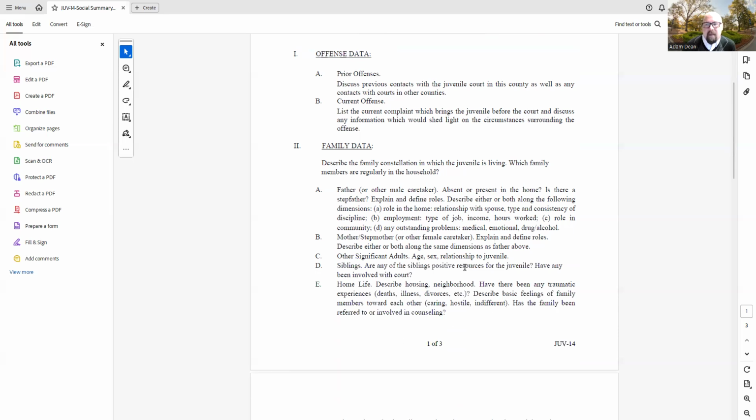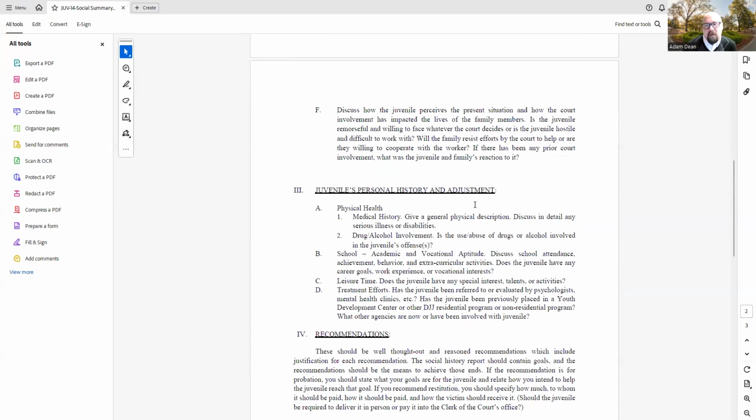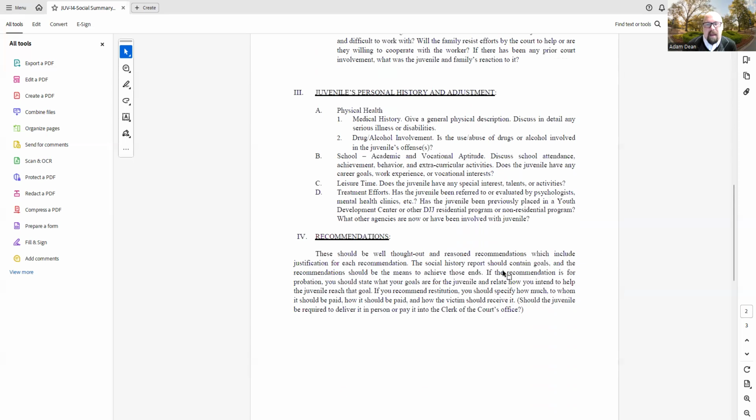Then you have family data. This is where some of you may have to use your imagination for this assignment, just looking at some of that family data. I do give you enough information that you can draw conclusions about the family history. But if you think you need a little bit more information, just reach out to me, and we can discuss that. Then you're going to go into the personal history, like physical health, school, what they do in their leisure time, and then your recommendations as a group. What should happen to this youth?